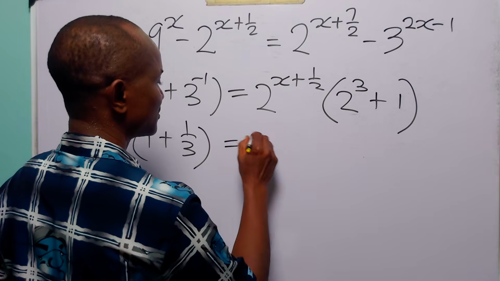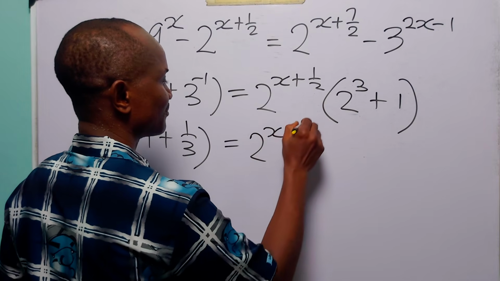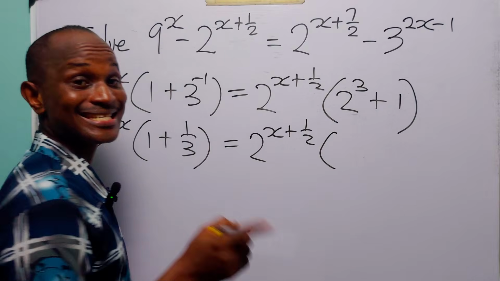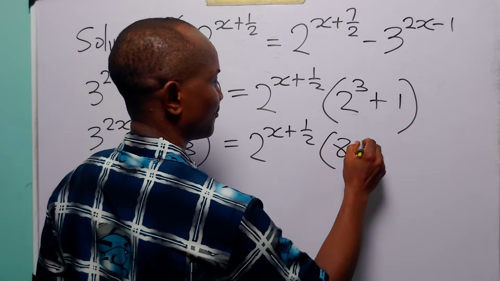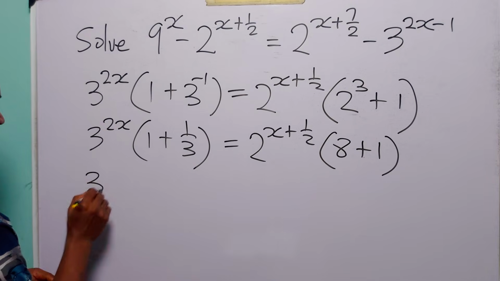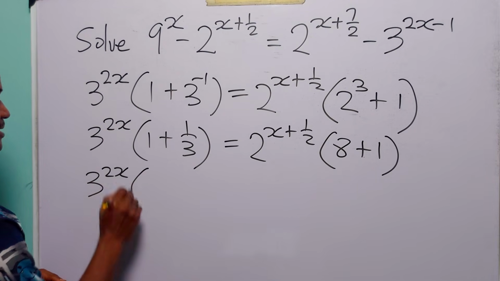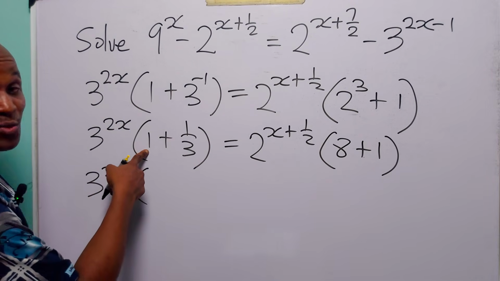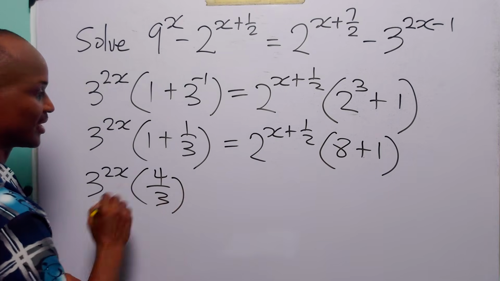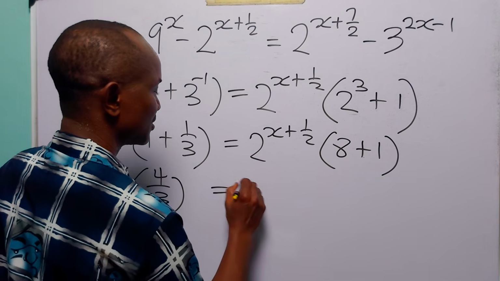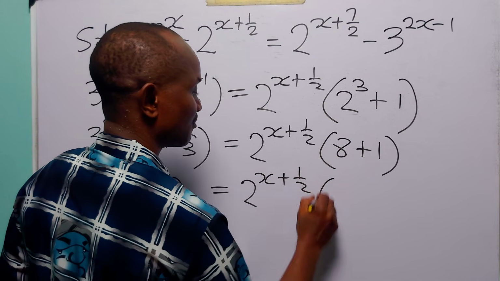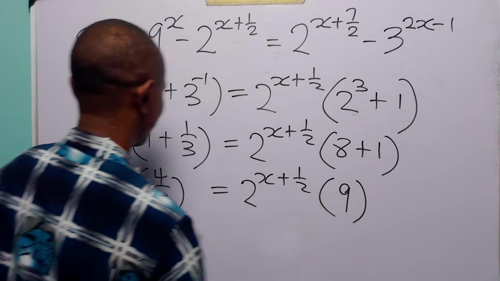And this is equal to 2 to the power x plus half multiplied by 2 cubed is 8 plus 1. Now from here we have 3 to the power 2x into 3 times 1 is 3 plus 1, 4. So this is 4 over 3. This is equal to 2 to the power x plus half multiplied by 9.